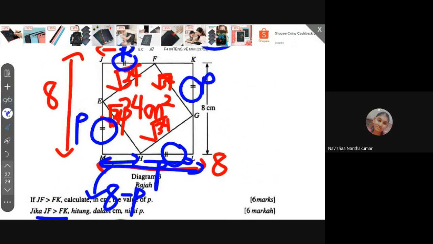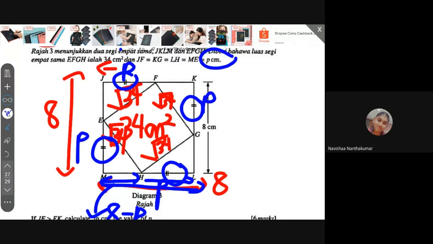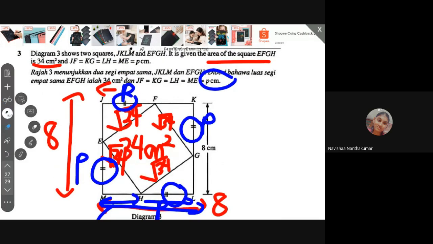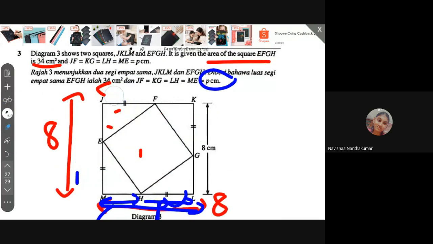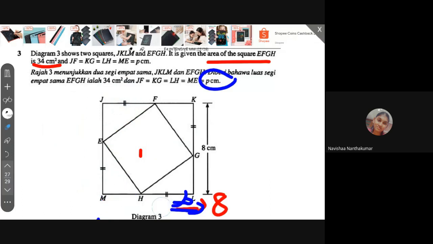Okay, so can you tell me guys, what is the concept you can use over here to find the P value? Apa konsep kamu boleh guna kat sini? Because here they never give you any info macam luas apa sama dengan apa or anything. They didn't tell you which area is same with which area or anything. 34 minus P square equals 8 minus P. 34 minus P square. Oh, you're using Pythagoras theorem. Am I right, Mirindra? I think I see your point there.